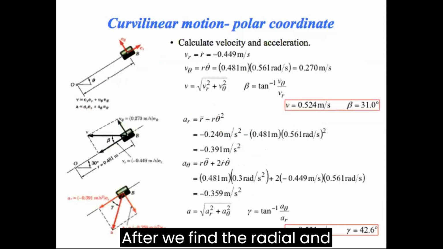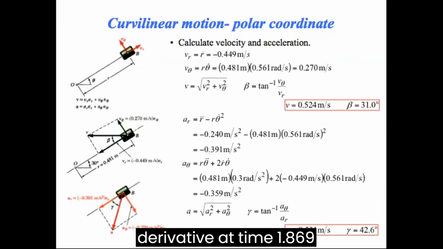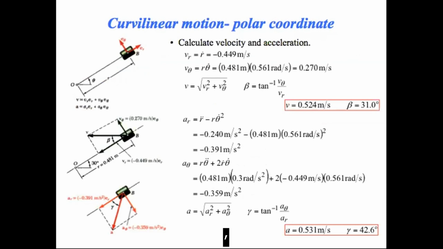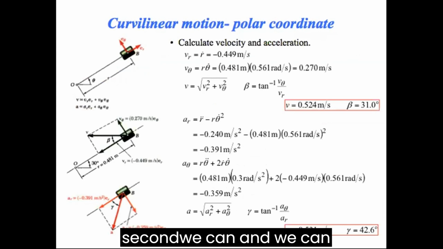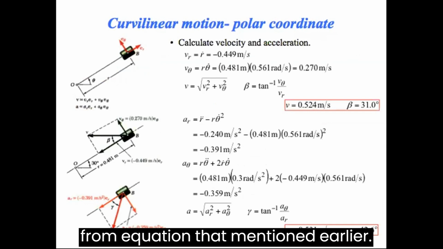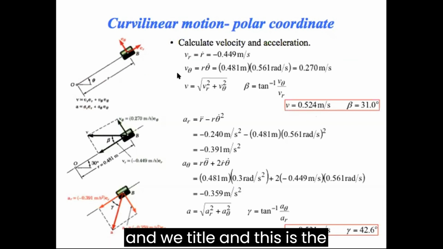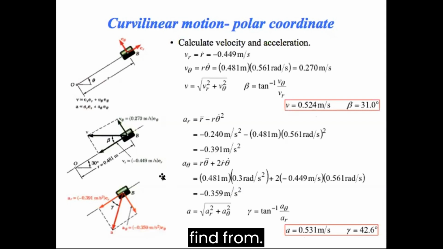Now we have to evaluate the radial and angular positions and first and second derivatives at time t. After we find the radial and angular positions and first and second derivatives at time 1.869 seconds, we can calculate velocity and acceleration from the equations mentioned earlier. This is the total velocity that we find from this equation, v_r and v_theta, and this is the total acceleration that we find from a_r and a_theta.